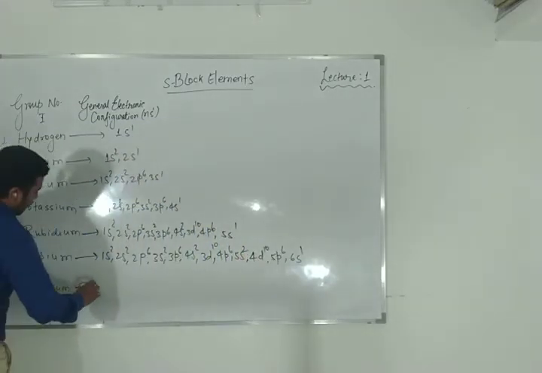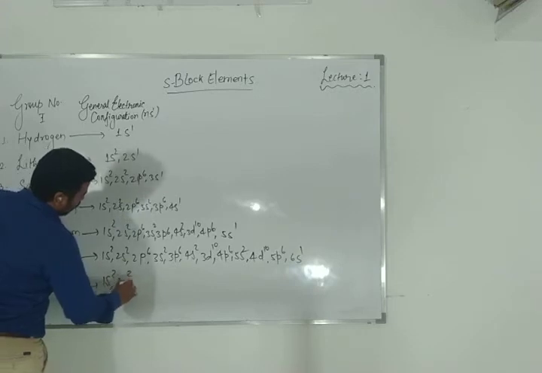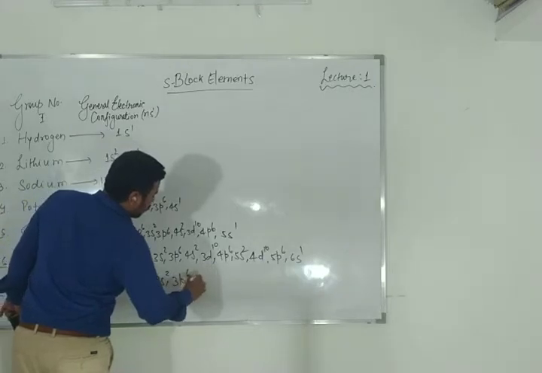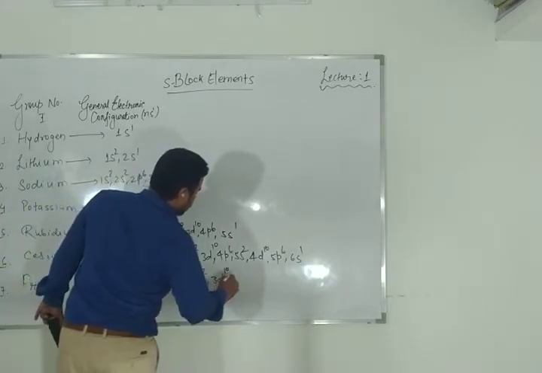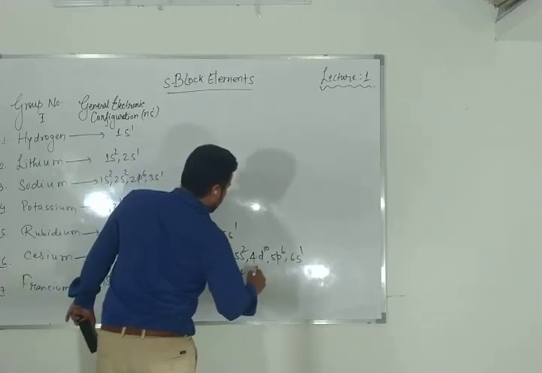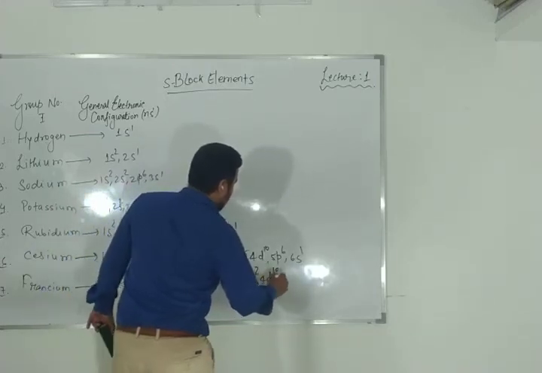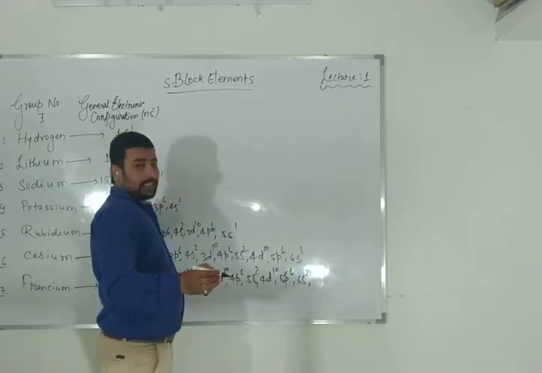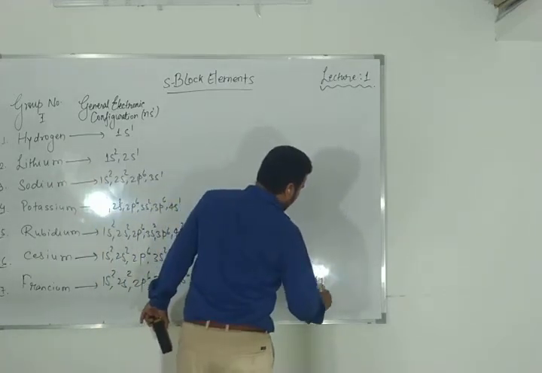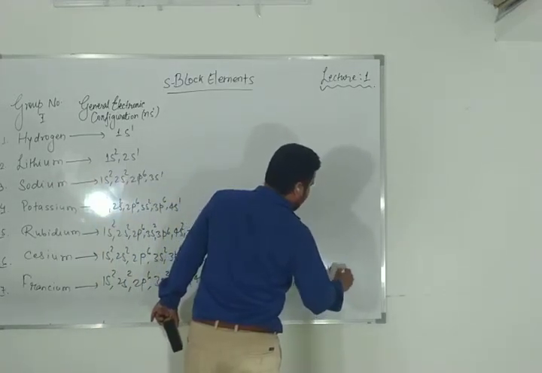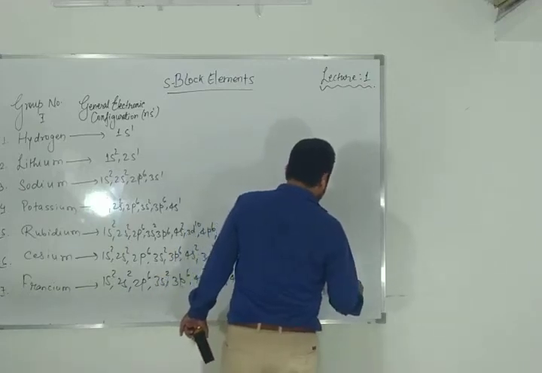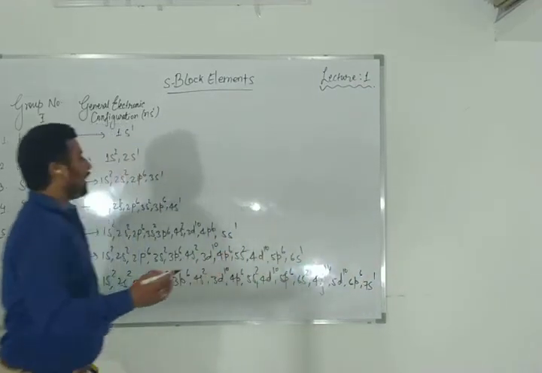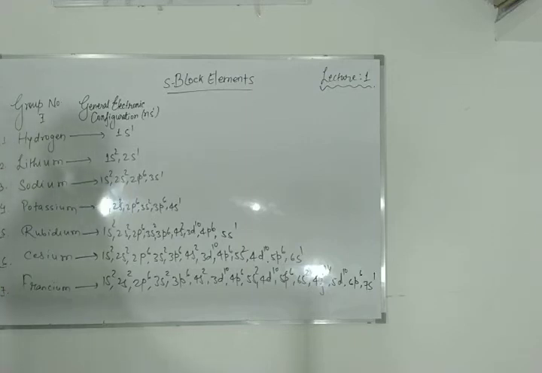Now let's talk about francium. 1s2, 2s2, 2p6, 3s2, 3p6, 4s2, 3d10, 4p6, 5s2, 4d10, 5p6, 6s2, after 6s, 4f14, 5d10, 6p6 and 7s1. So these are the general electronic configurations of the group number 1 elements.